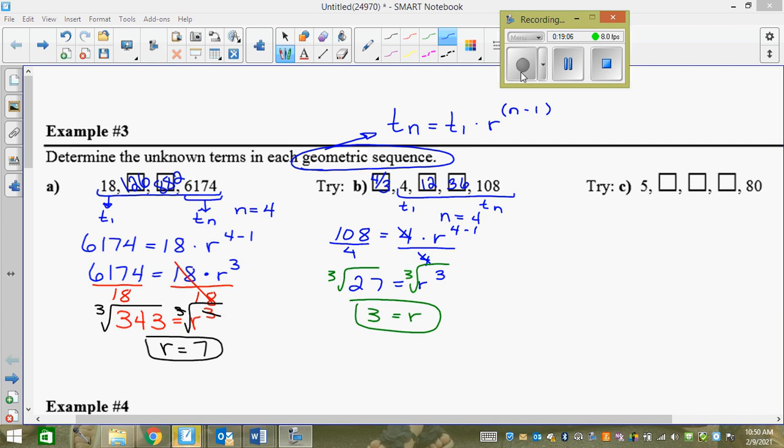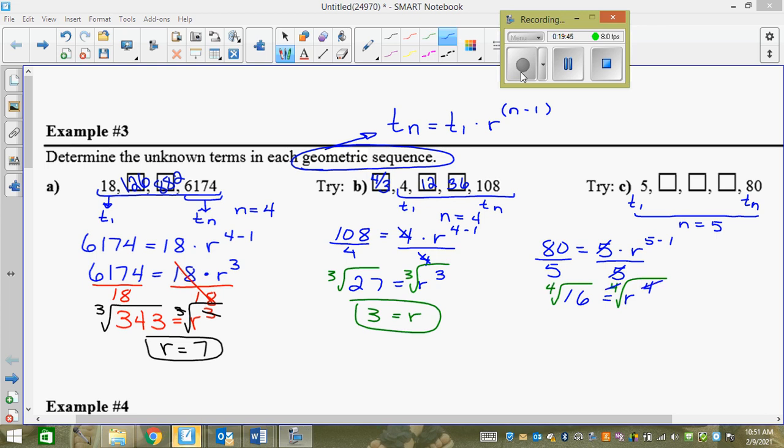And then C, we can use the whole thing. This is T1. This is Tn, or T5, whatever. And then n is 5. So we get 80 equals 5 times R to the 5 minus 1. Divide by 5. 80 divided by 5 is 16. Equals R to the 4. And then we take the 4th root of it.